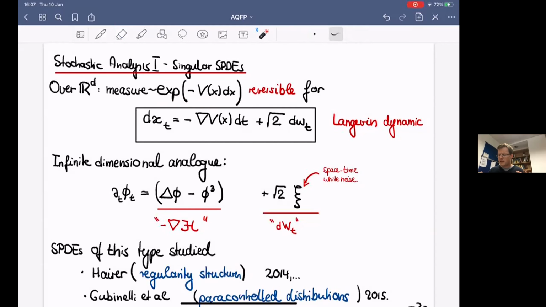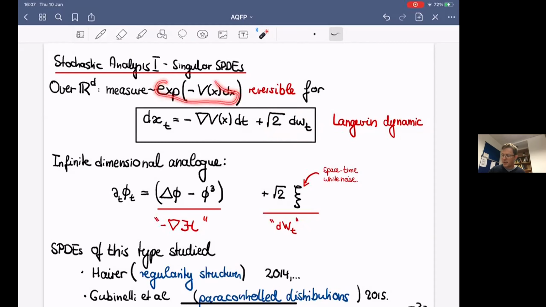Then you can immediately construct a reversible stochastic process for it by just writing down the stochastic differential equation. So you take this gradient flow here, the potential, you go down along the potential, but then this is perturbed with the noise.